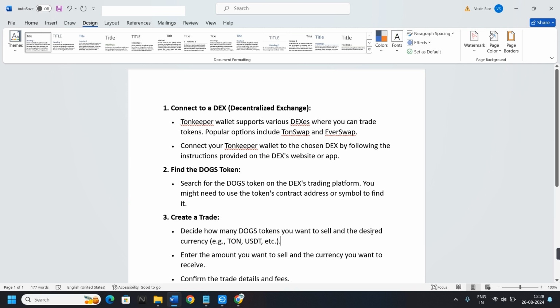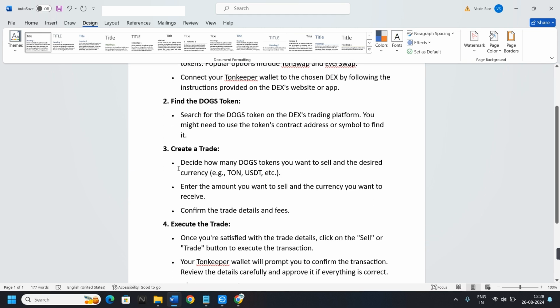In the third step, create a trade. Decide how many DOGS tokens you want to sell and the desired currency, like TON, USDT, etc. Enter the amount you want to sell and the currency you want to receive. Then confirm the trade details and fees.